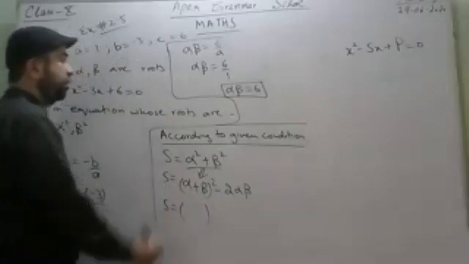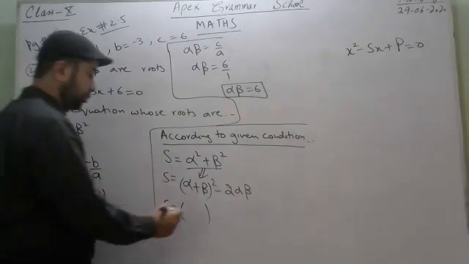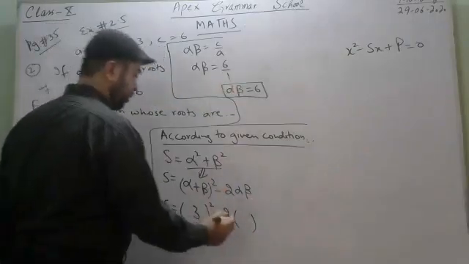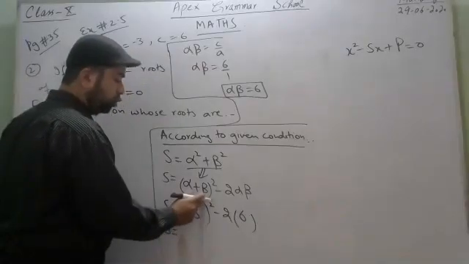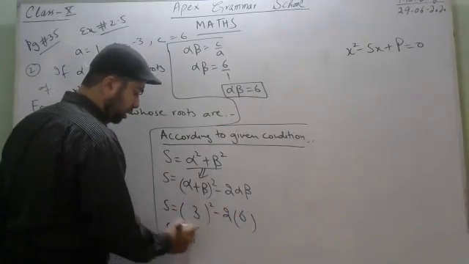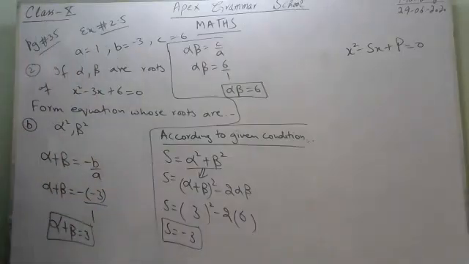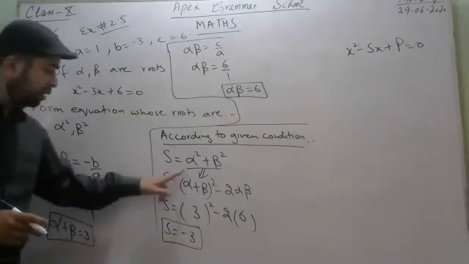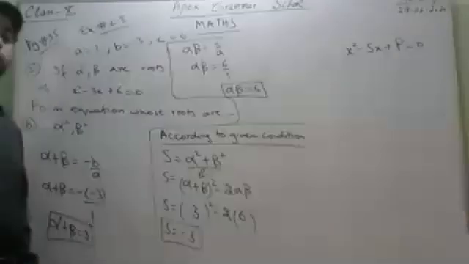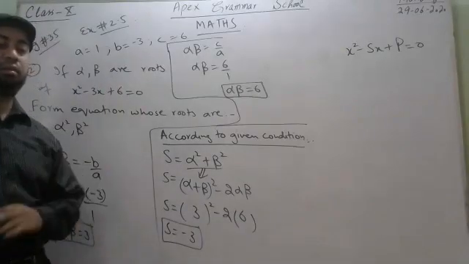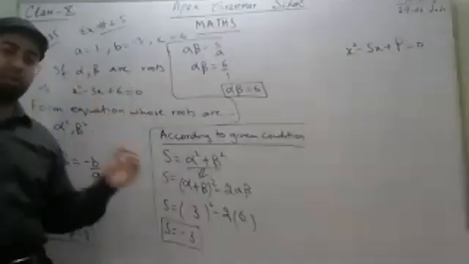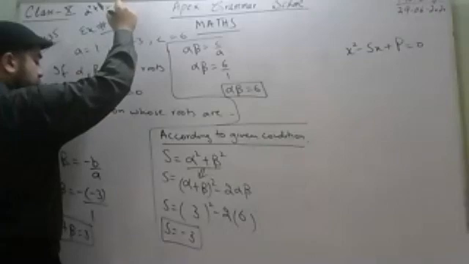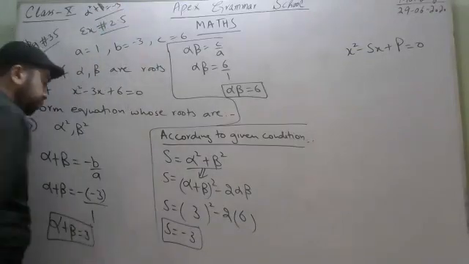Alpha plus beta value we have, that is 3. So 3 square minus 2 alpha beta. Alpha beta value we also have. Solve it: 3 square is 9, 9 minus 12 makes minus 3. We have the capital S value now. I am writing the alpha square plus beta square value because it is possible that in any part he again asks about this value, so I am writing it here. It is equal to minus 3.